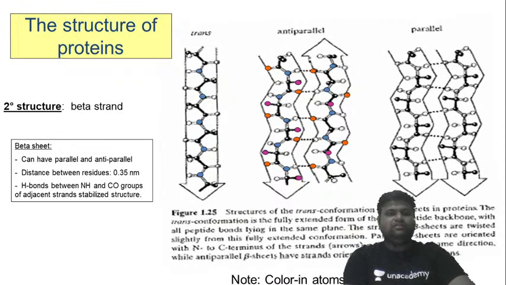This is also a secondary structure. This is the beta strand. It is parallel or anti-parallel in nature. Distance between the residues is 0.35 nanometer. Hydrogen bond between NH and CO groups of adjacent strand stabilized structure.